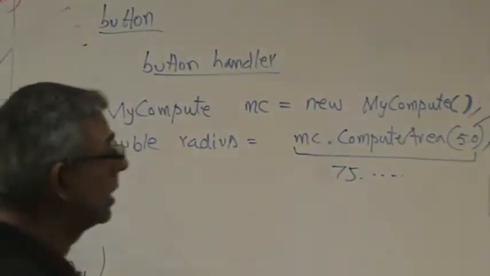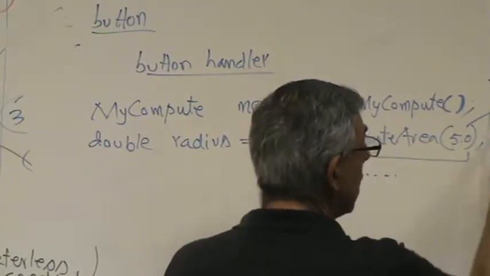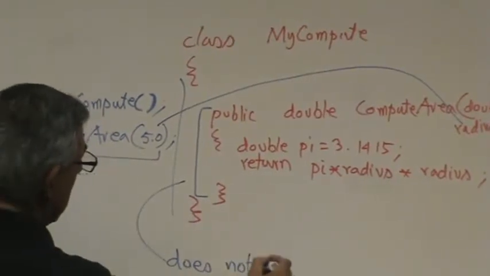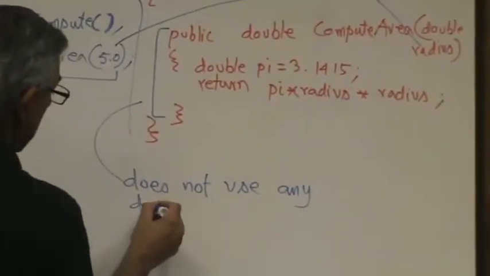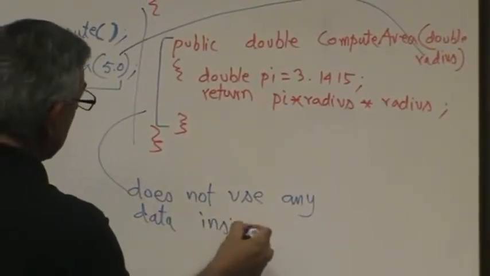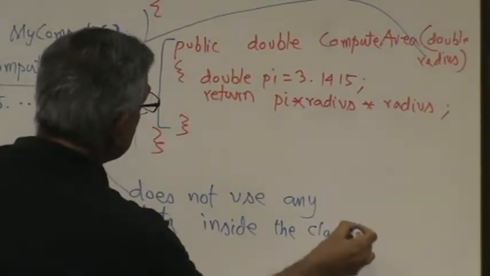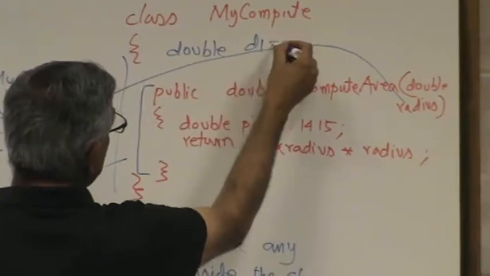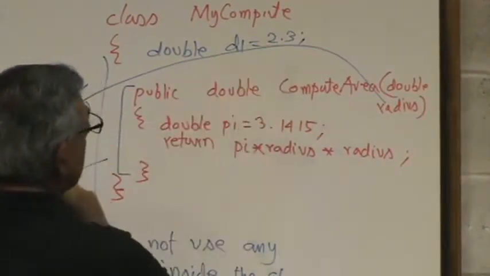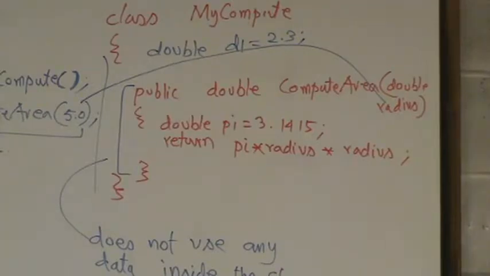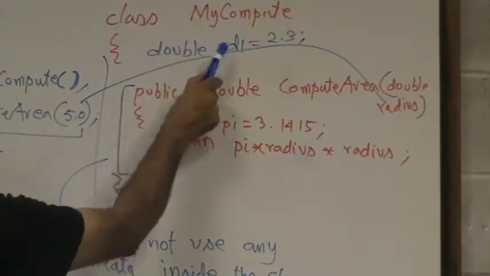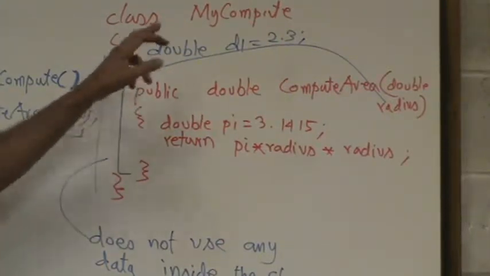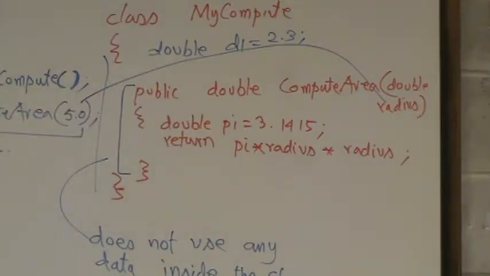However, if you take a look at this function, you will notice it's totally self-contained, meaning this function does not use any data inside the class. Okay, so let's pretend even if I declare something double, let's say d1 equal to 2.3. Okay, so I could have variables declared over here, but is the code in this function using this variable? No. So it's totally self-contained. To call this function, we do not need any memory inside the object, right?